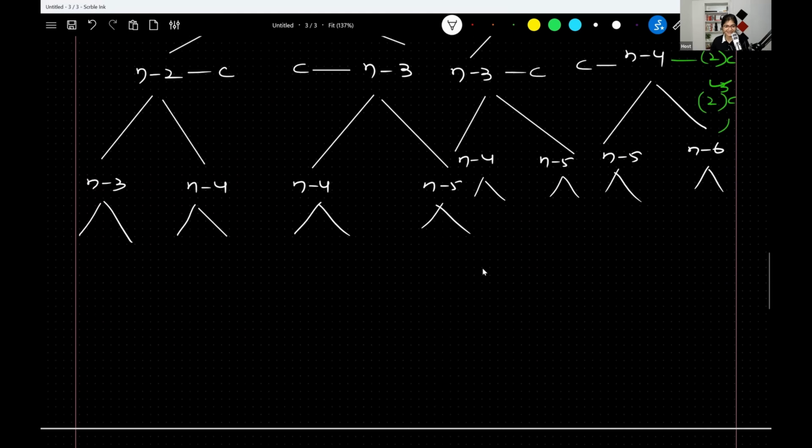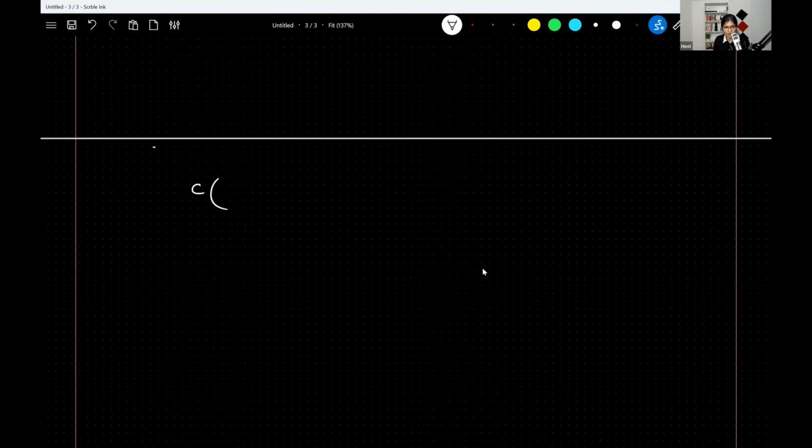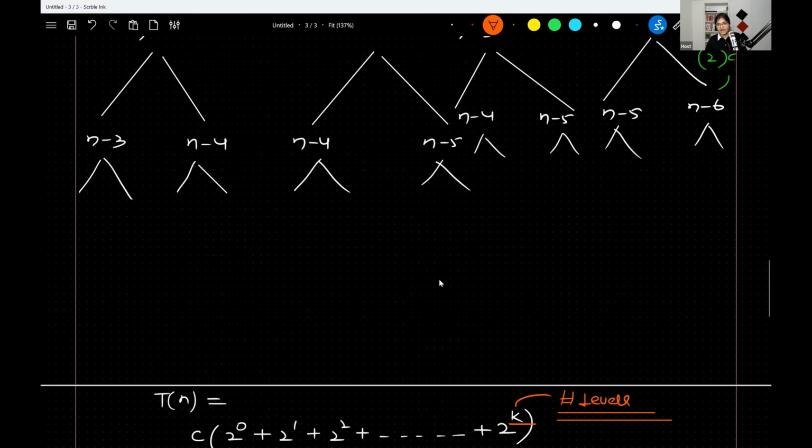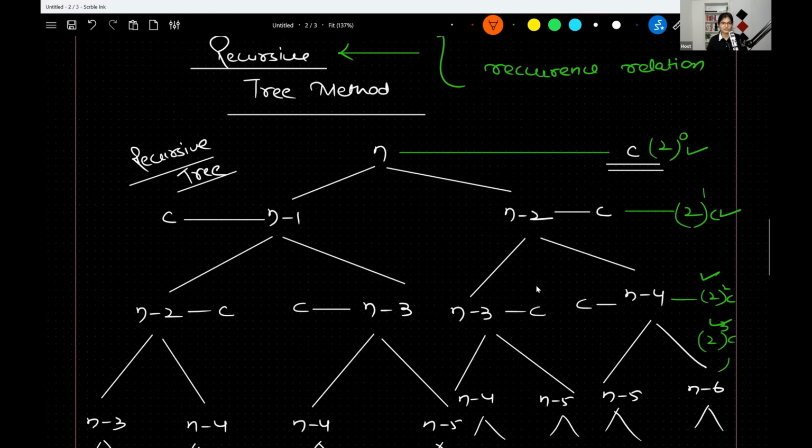So if I take C as common, my total time complexity T of n is equal to C, which is the common thing I have extracted outside, times 2 to the power 0, 2 to the power 1, 2 to the power 2, until, let's say, in a complete recursive tree we have k levels, it will be 2 to the power k. Now we need to compute the number of levels we have in this particular recursive tree. That is the task we have to perform. So how will we get an idea of how many levels we have in this recursive tree?